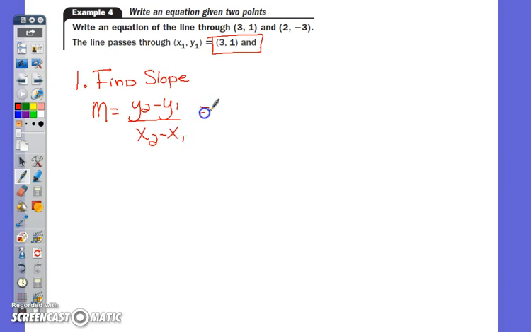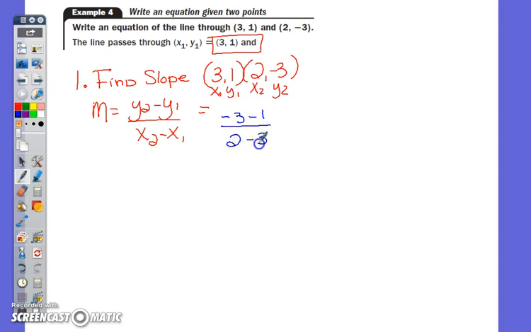So we're going to label them. So we have the point 3, 1, we have the point 2, negative 3, so x sub 1, y sub 1, x sub 2, y sub 2, and we plug in. So this will be negative 3 minus 1 over 2 minus 3. Double check, y to y, x to x. We're good. This will be negative 4 over negative 1, or simply a positive 4. So you know your slope is 4. This is where now they want you to use this point to find your equation. So we know our point is 3, 1.